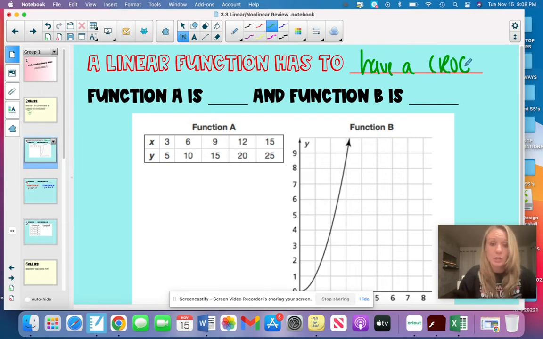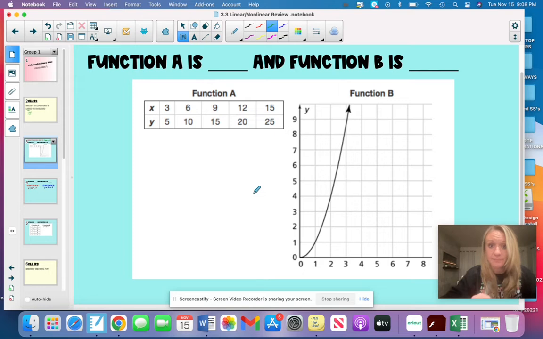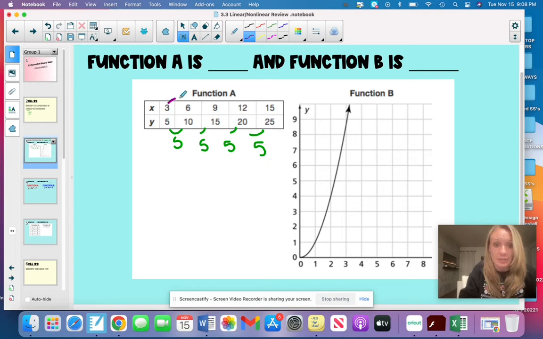So if I'm comparing function A and B, let's do it on a case-by-case basis. When we're looking at tables, we want to see if our x's are increasing at a consistent rate and our y's. So I can tell that my y's are all going up by 5. So it's plus 5, 5, 5, 5. My x values here from 3 to 6, I'm like, well, that's 3. This is also 3, 3, and 3. So because my x's are consistent and my y's are consistent, that means that function A is linear. So that one's good to go.